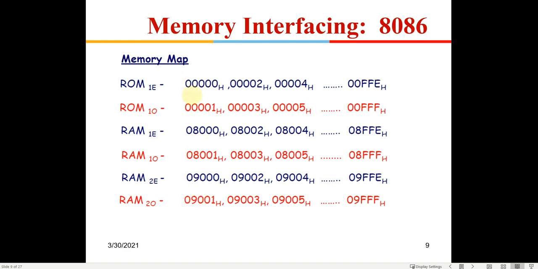So the first 2 bits can be used. They have to be unique for these 3 sets. Here we have taken 0000, 0008 and 0009. Not necessarily do you have to take it this way. You can take 1, 0, 2, 0, 3, 0, anything you want. But the only thing is they have to be different. These 3 sets have to have unique MSBs. They cannot have the same.